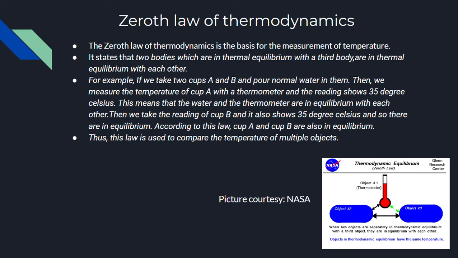Then we take the reading of cup B, and it also shows 35 degrees Celsius, so the thermometer and cup B are also in equilibrium. According to this law, cup A and cup B are also in equilibrium, because cup A and the thermometer were in equilibrium, and the thermometer and cup B are in equilibrium. So object 2 and object 3, cup A and cup B, are also in equilibrium. Thus, this law is used to compare the temperature of multiple objects. As you can see in this picture, the thermometer is used to take the temperature of object 2 and object 3, and as the temperature was the same in both, object 2 and object 3 are also in equilibrium.